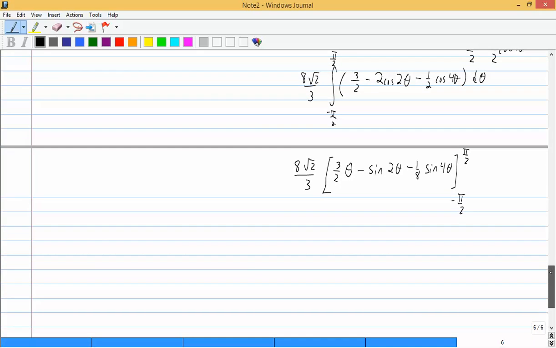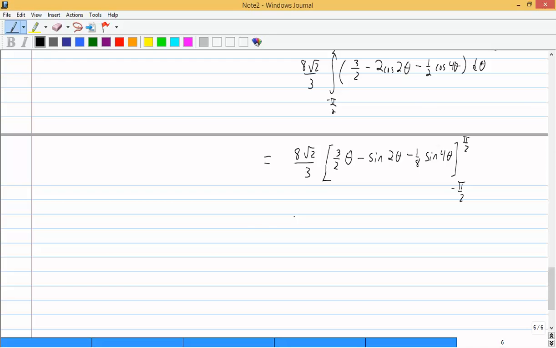All right, we're almost done. So I have 8 square roots of 2 over 3 times, plug in pi over 2. 3/2 times pi over 2 is going to be 3 pi over 4. So I have 3 pi over 4 minus the sine of pi. Sine of pi is 0. Minus 1/8 sine of 2 pi. The sine of 2 pi is 0.